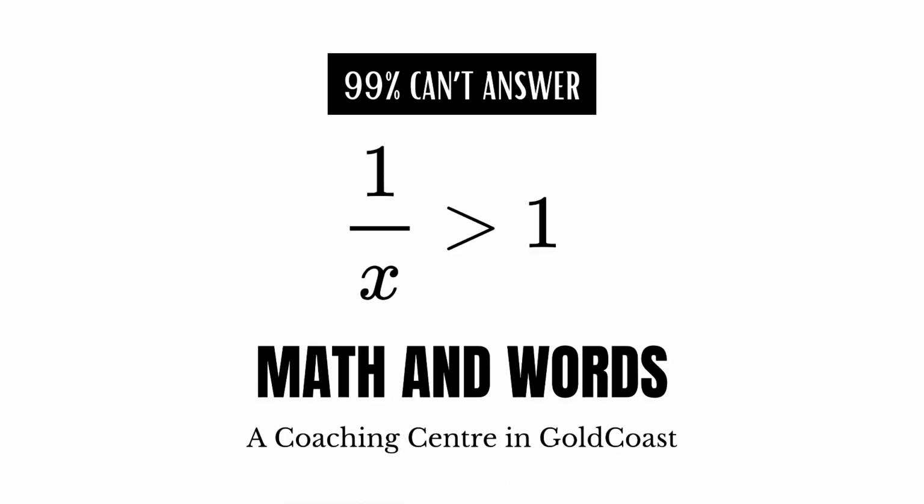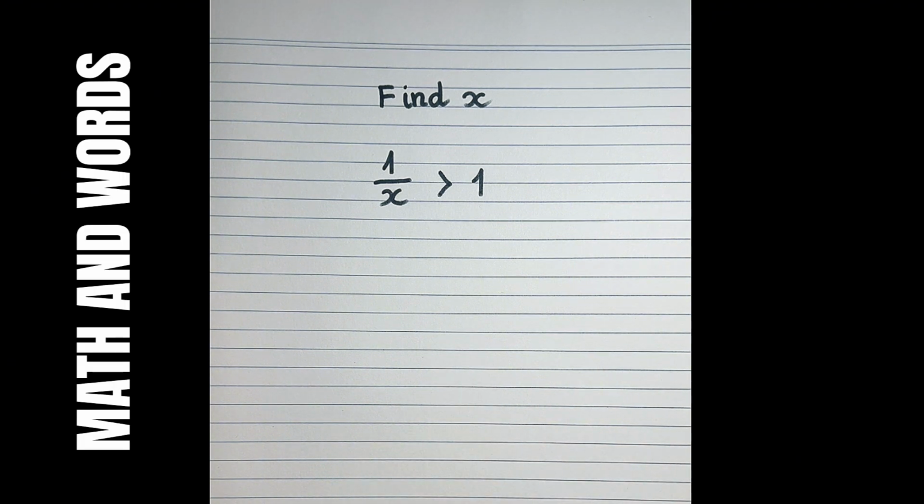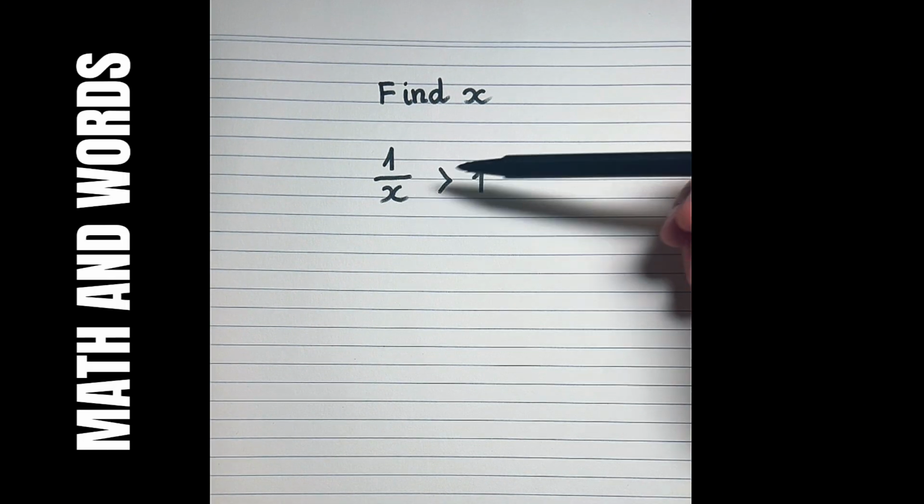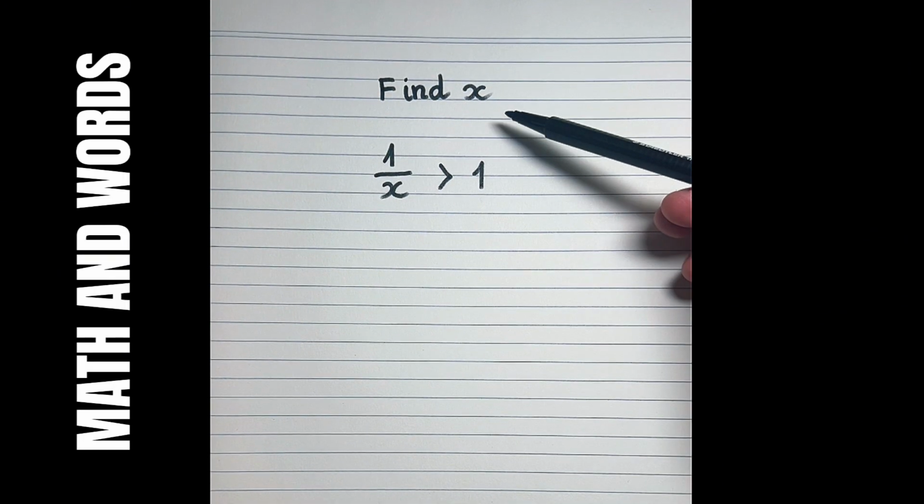Hi guys, today I want to show you a very interesting question that 90% of people make mistakes on if they haven't encountered this question before. This is the question I'm talking about. We have 1 over x is greater than 1, and we need to find x.